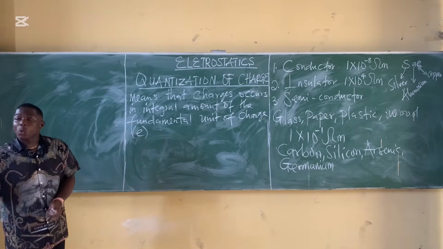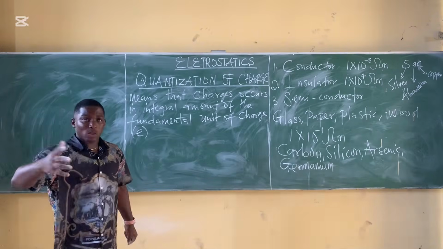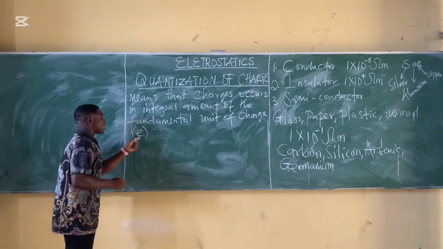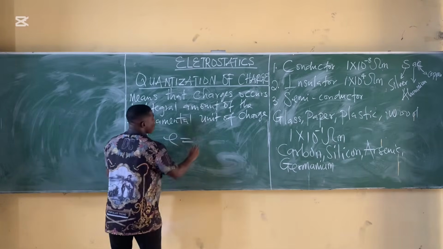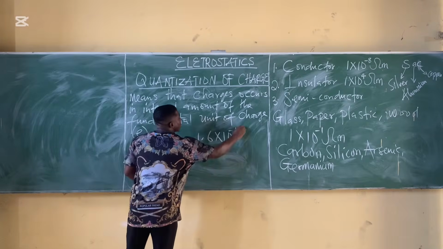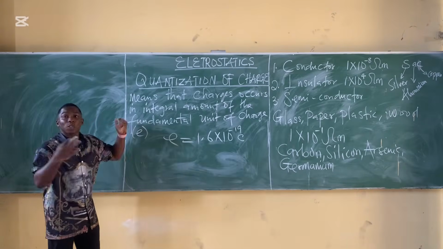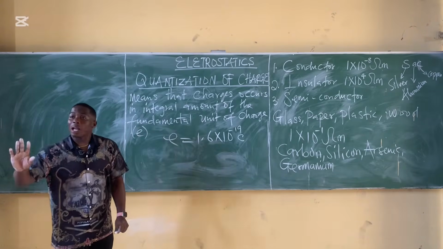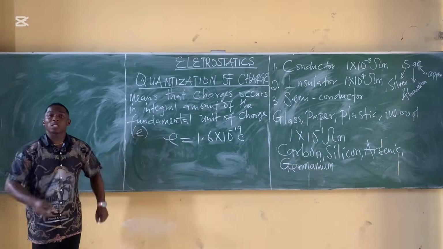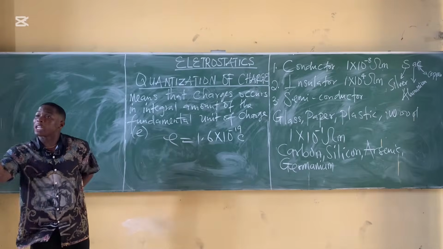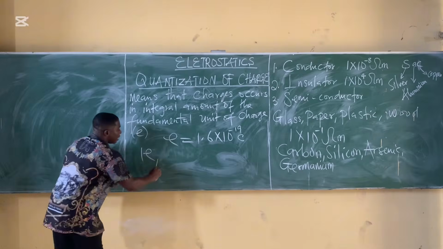In simple terms, to a layman's understanding, this E represents the charge, and one E is equal to 1.6 times 10 raised to the power minus 19 coulomb. Quantization of charge simply means that charges only exist in whole numbers. It means I can have 1 E, I can have 2 E.